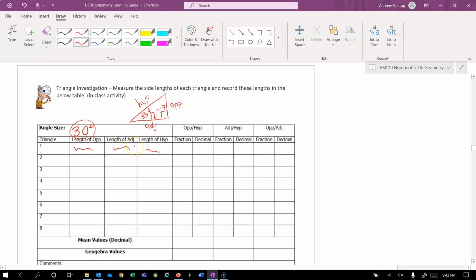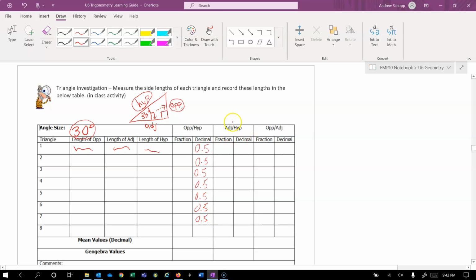Then what we did was we would compare 2 of those side lengths. For example, we'd look at the ratio of the opposite over the hypotenuse. So we would take this side length here on triangle 1 and divide it by the hypotenuse. And that would give us a decimal value, or a fraction, and probably somewhere in the range of 0.5. We would go ahead and do the same for all 8 of the triangles. And what students quickly figured out was that almost all of those were very, very close to 0.5.